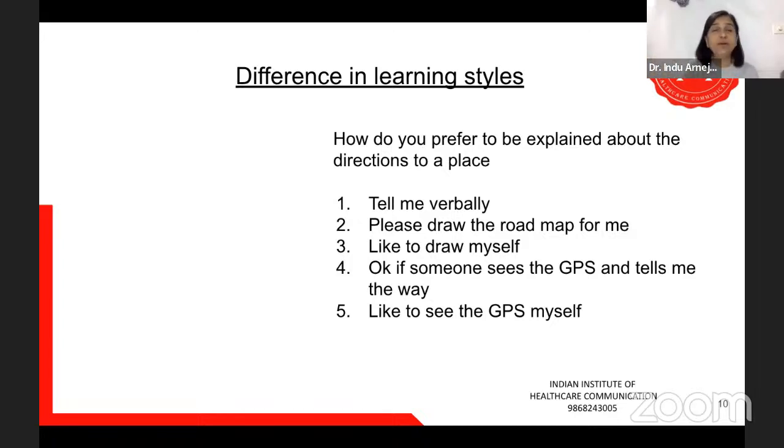For me, if somebody has the GPS in their hand, I'll say, because my husband and me, when we are going together, and if I am driving and he says, okay, I'll hold the phone in my hand and I'll tell you when to take left or right, I say, no, I need to see because I'm a visual learner.